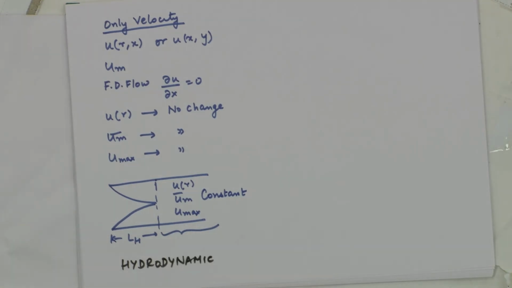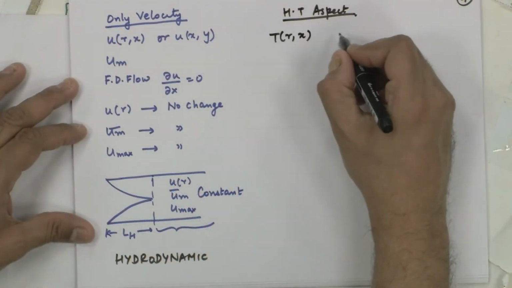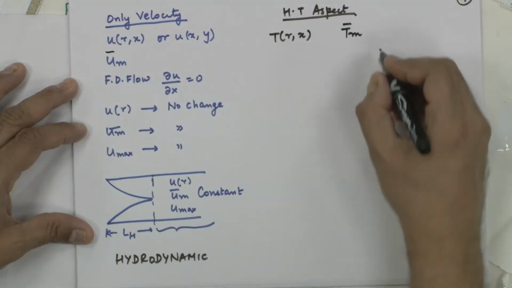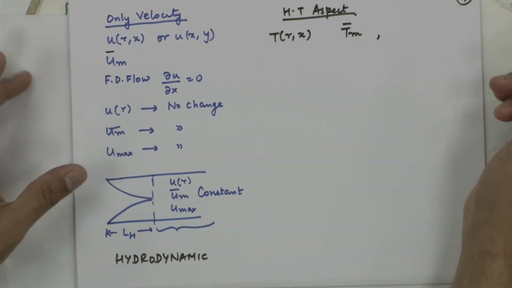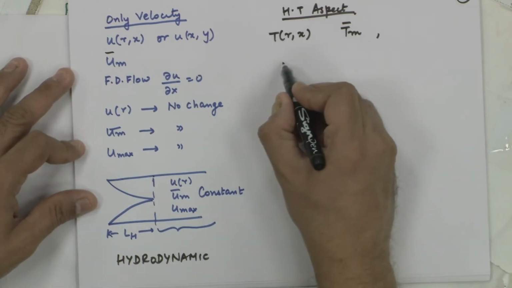Now, for the heat transfer part, yes, velocity or flow is the carrier of heat, but unlike this, because fluid is getting heated, what are the things that we have here? T of R comma x, T bulk mean, u bar m, and T infinity was what it came with. We do not have to use T infinity anywhere in internal flow.